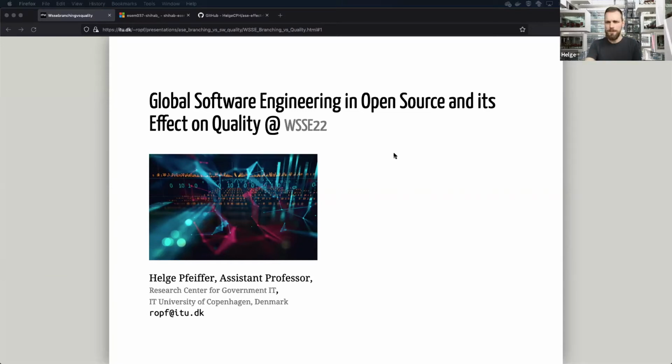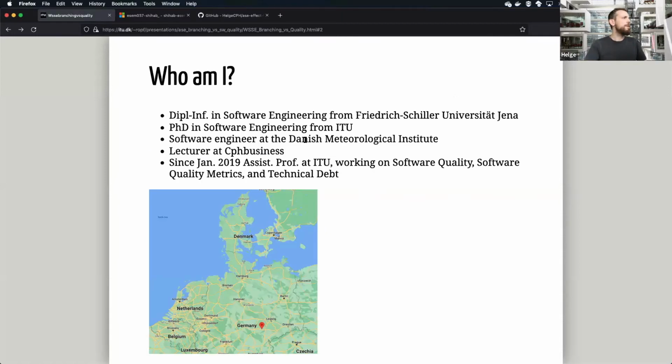My name is Helge. I work at IT University of Copenhagen in Denmark, in a center called the Research Center for Government IT. And perhaps, since you are all international, in case you wonder about my weird accent, the reason is that I come from a place called Jena. It's somewhere in the center of Germany, a smallish town.